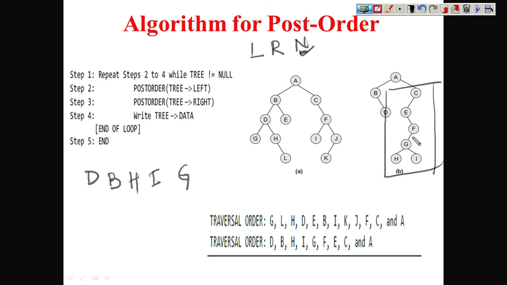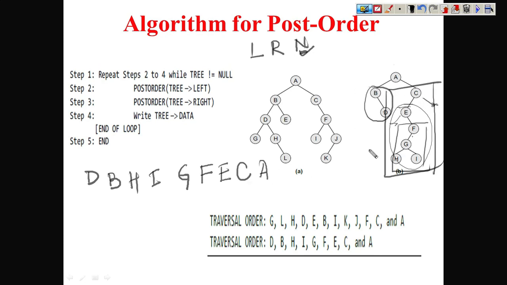Now for this particular tree, the left has been processed, there is no right, so go to the root. Now for this tree there is no left, the entire right has been processed, go to the root, E. Now for this, the entire left has been processed, go to the right, there is no right, so go to the root, C. Now for this tree, the entire left has been processed, right has been processed, so this is A.